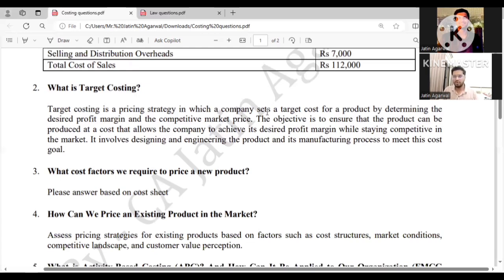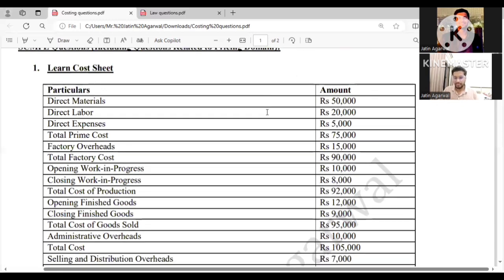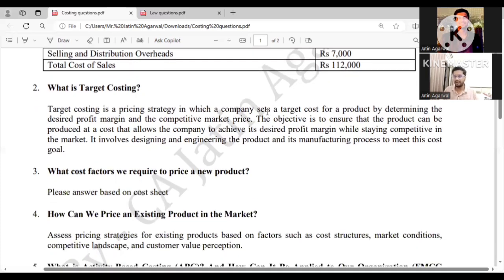And third question, what factors do we need to consider from the cost element point of view before we price a new product? These come from the cost sheet itself: direct material cost, direct labor cost, direct expenses, your factory overheads, your R&D cost, your selling cost, your administration cost. All these cost elements we need to consider before we price a new product, because pricing involves two things. First, your cost. Second, your desired profit, right?